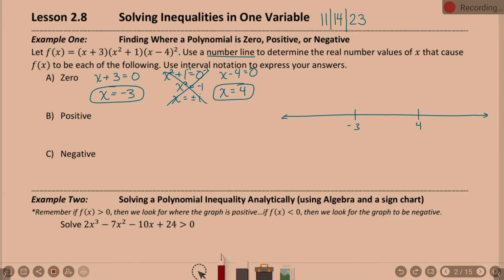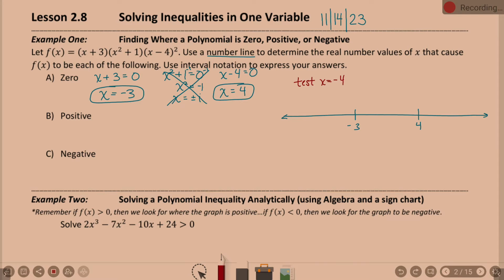Pick a value and test it. We've done this a little bit before, but pick a value and test it. So pick a value left of -3. Don't pick -3, because if I put -3 in, I'm getting 0. But pick a value. So for instance, I'm going to pick x equals -4. Pick -5, -6, -10. It doesn't matter.